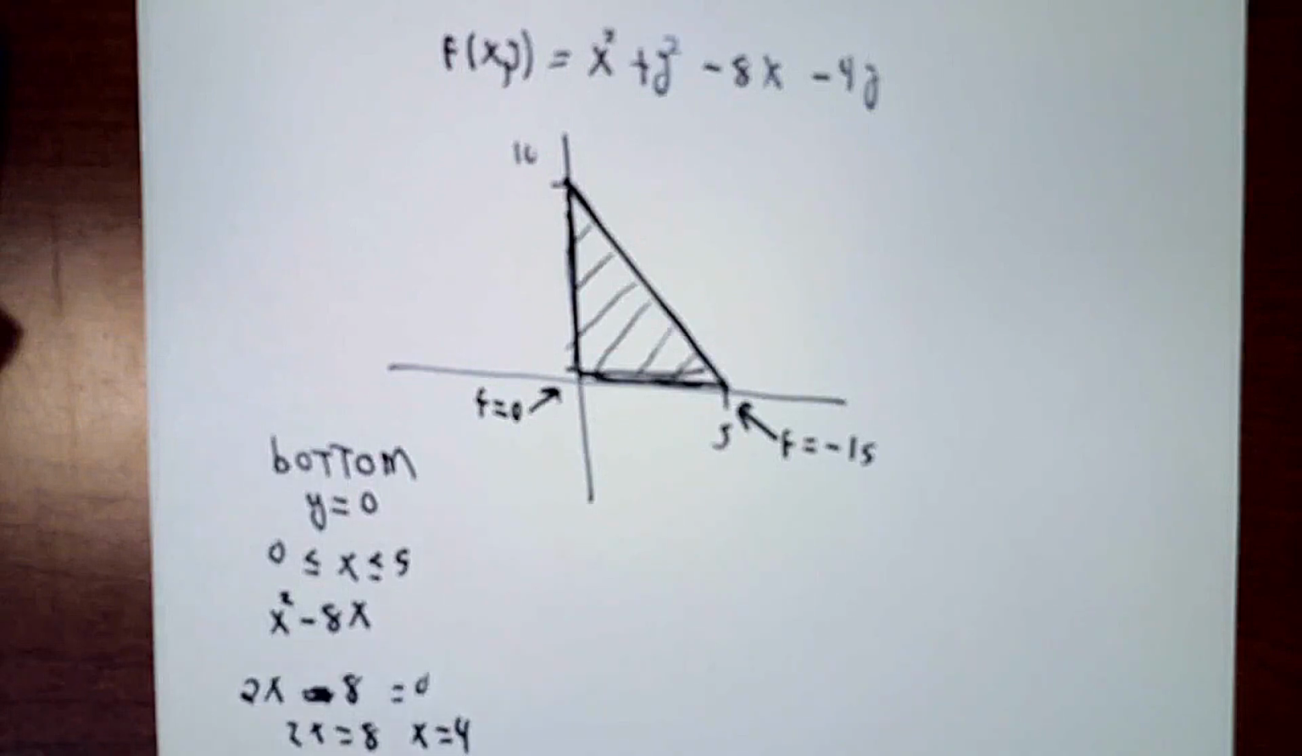If I think of my function value as being x squared minus 8x, its derivative is 2x minus 8. The derivative is 0 at x equals 4 on this horizontal line segment. When x is 4, x squared minus 8x works out to be negative 16.